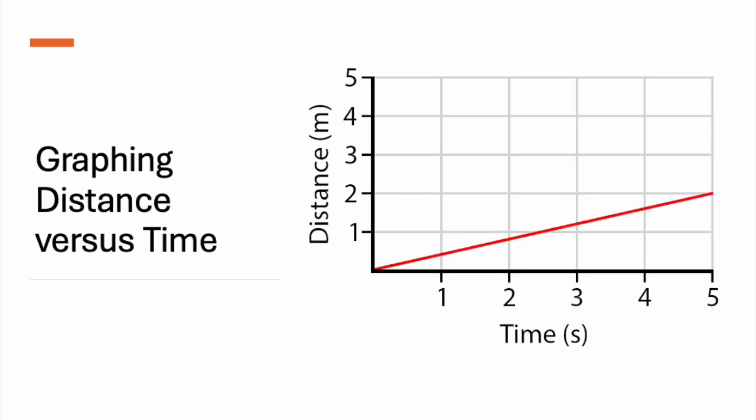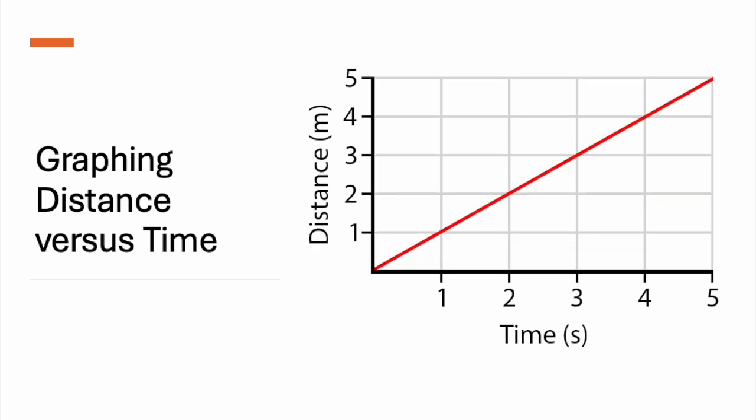This graph shows the object's distance changed 2 meters in 5 seconds. The speed of the object was 0.5 meter per second. This graph shows the object moving 5 meters in 5 seconds. This object's speed was 1 meter per second.